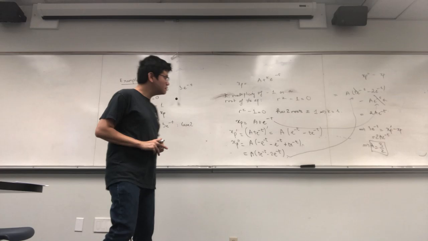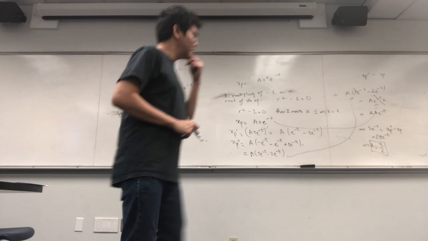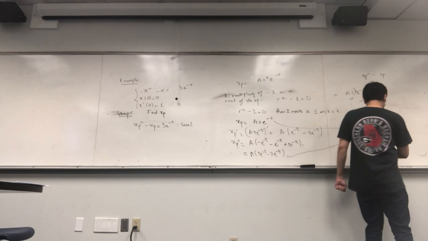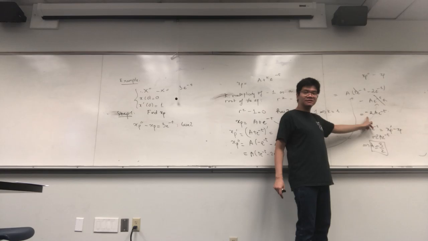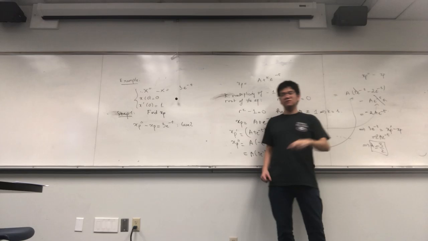Is the value supposed to be minus 3 over 2? Because it is minus 2A e to the negative t? Yes, there's a minus here, because when you simplify this and this, there's a minus. So you have minus 2A e to the power minus t is equal to 3 e to the power minus t. All right, questions?